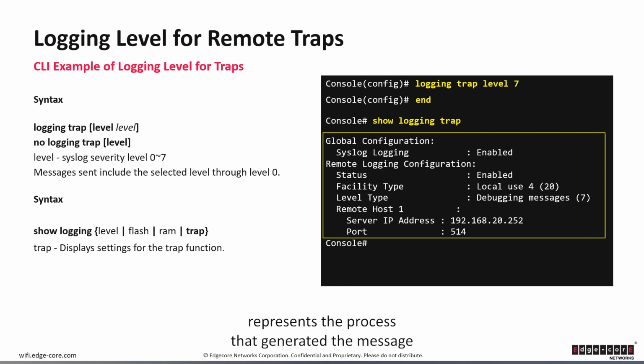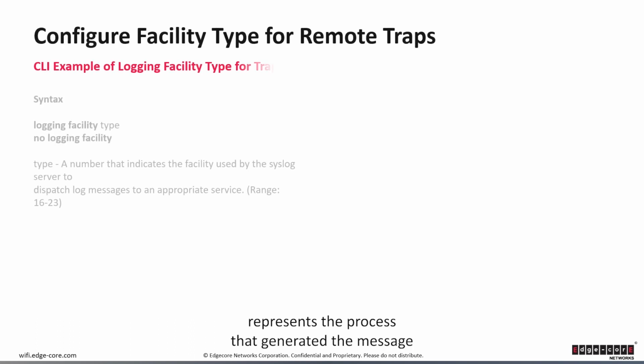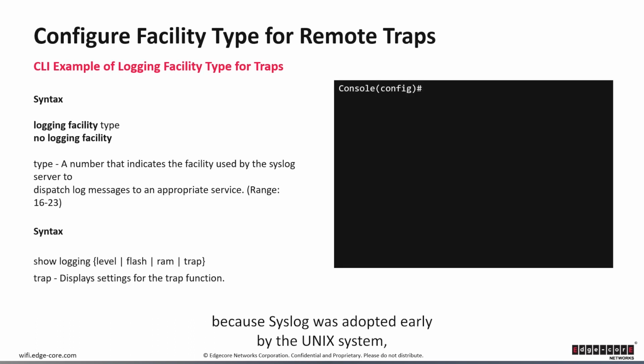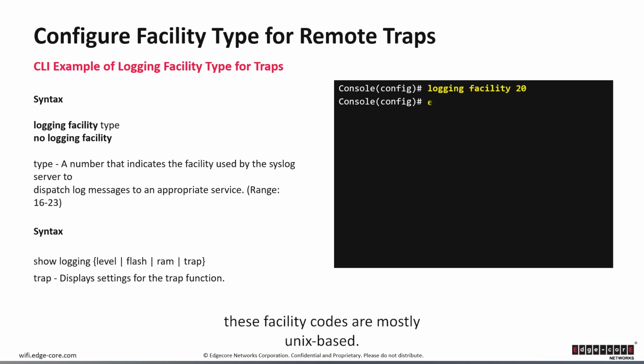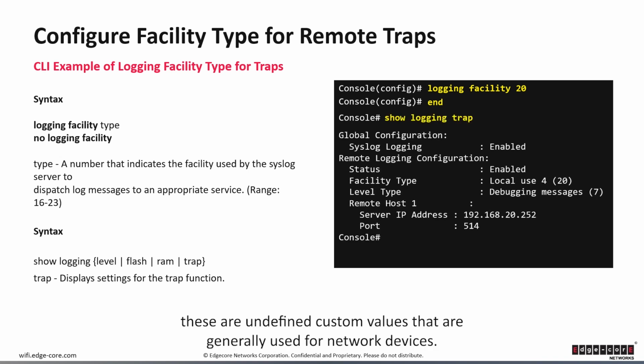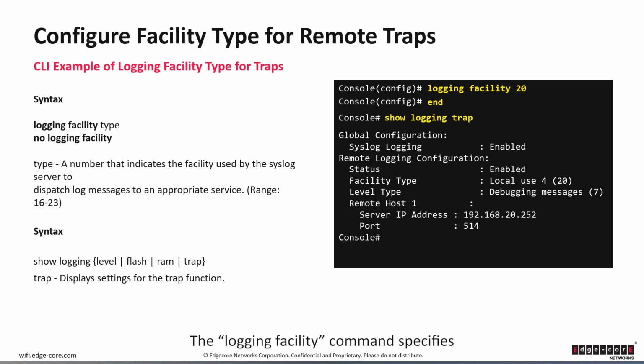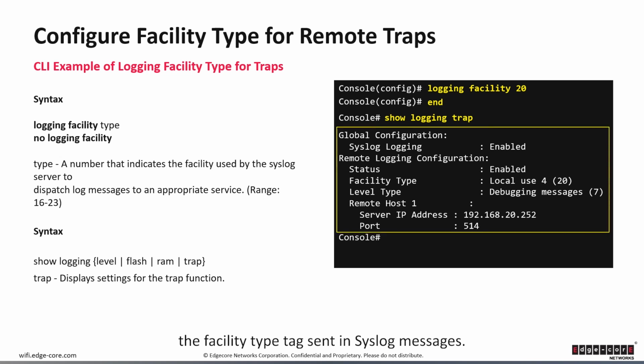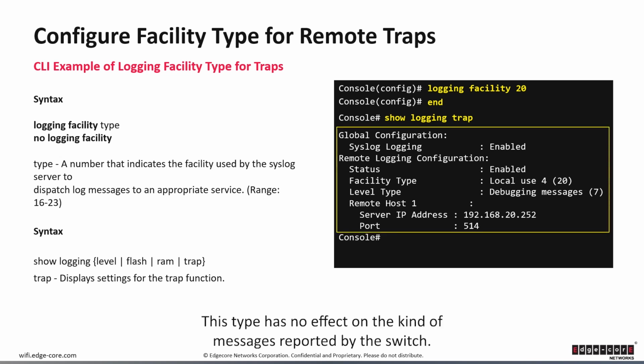The facility represents the process that generated the message. Because Syslog was adopted early by the Unix system, these facility codes are mostly Unix-based. The facility types 16 to 23 are for local use. These are undefined custom values that are generally used for network devices. The logging facility command specifies the facility type tag sent in syslog messages. This type has no effect on the kind of messages reported by the switch.